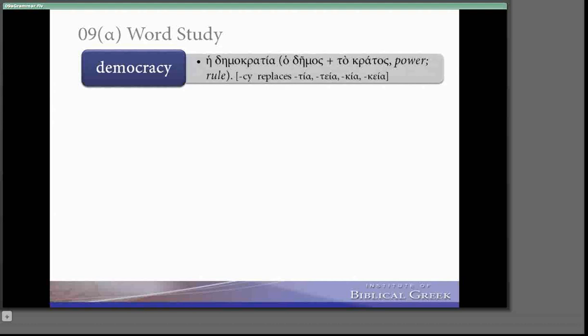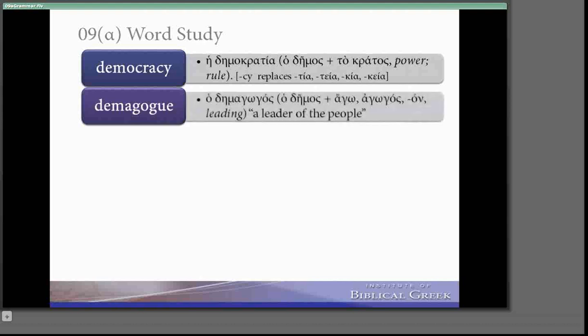The next word is demagogue, which comes from the Greek o demagogos, which has two parts, o demos, again the people, plus ago or agogos, leading. So this is a leader of people, a demagogue. The word now is used in a pejorative sense of a politician who unscrupulously appeals to the emotions and selfish interests of the electorate.